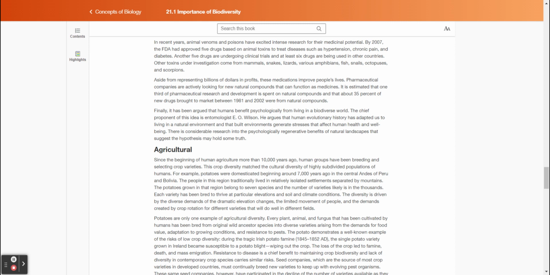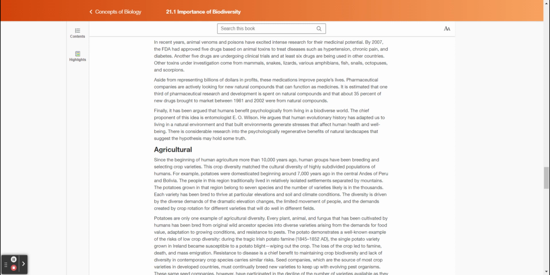Aside from representing billions of dollars in profits, these medications improve people's lives. Pharmaceutical companies are actively looking for new natural compounds that can function as medicines. It is estimated that 1/3 of pharmaceutical research and development is spent on natural compounds, and that about 35% of new drugs brought to market between 1981 and 2002 were from natural compounds.